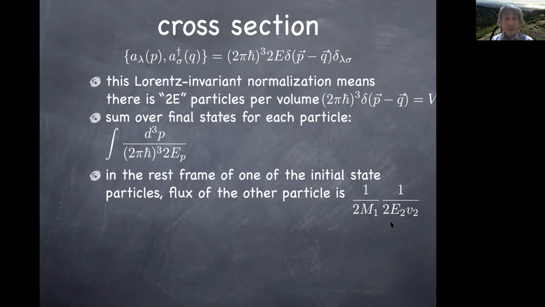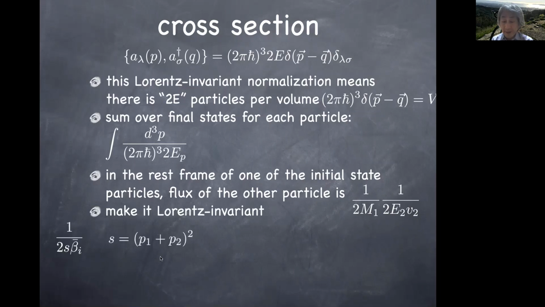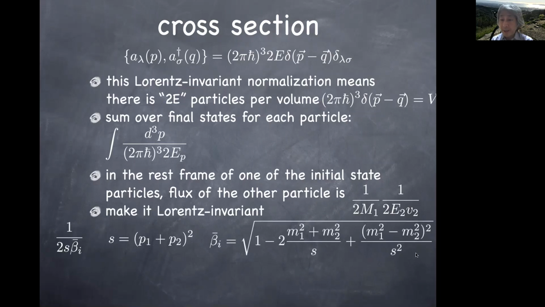And the end result is the expression I remember in the following form, 1 over 2s beta bar I, where s is the center of mass energy squared, and beta bar I is a little complicated expression which depends on the center of mass energy squared s and the masses of the two particles in the initial state. So it's a little complicated, but this has a definite meaning.